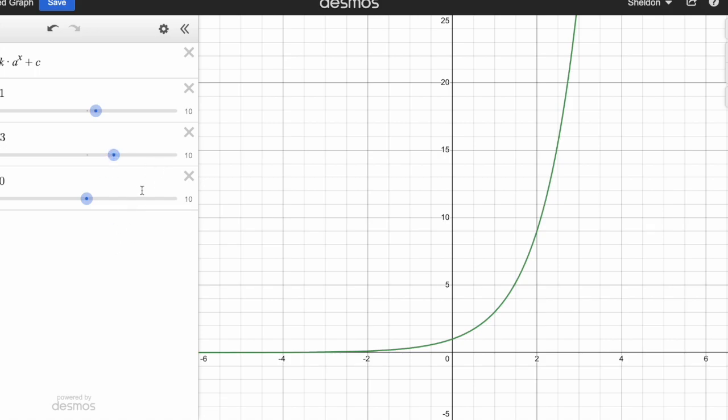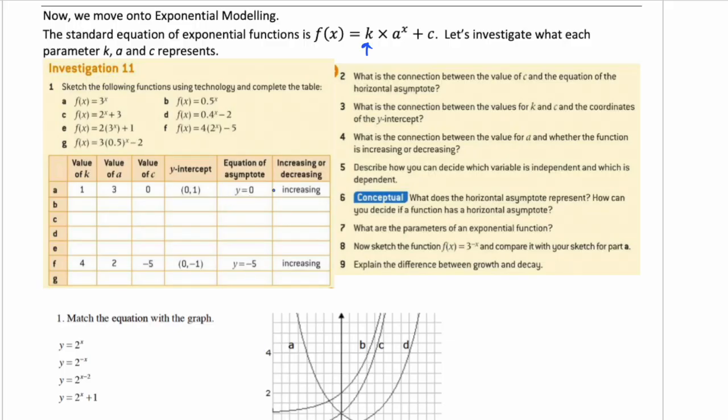So this is what the graph looks like. As you can see, it's got a y-intercept of (0, 1), and it's got a horizontal asymptote at y equals 0, because it approaches 0 down here on the x-axis, but it never actually reaches 0. And then we have that information listed in here.